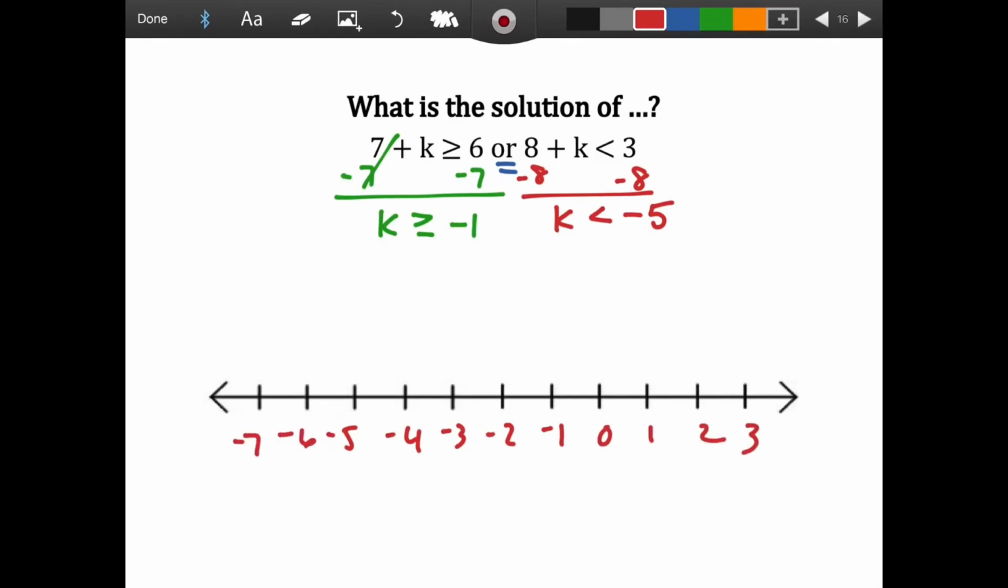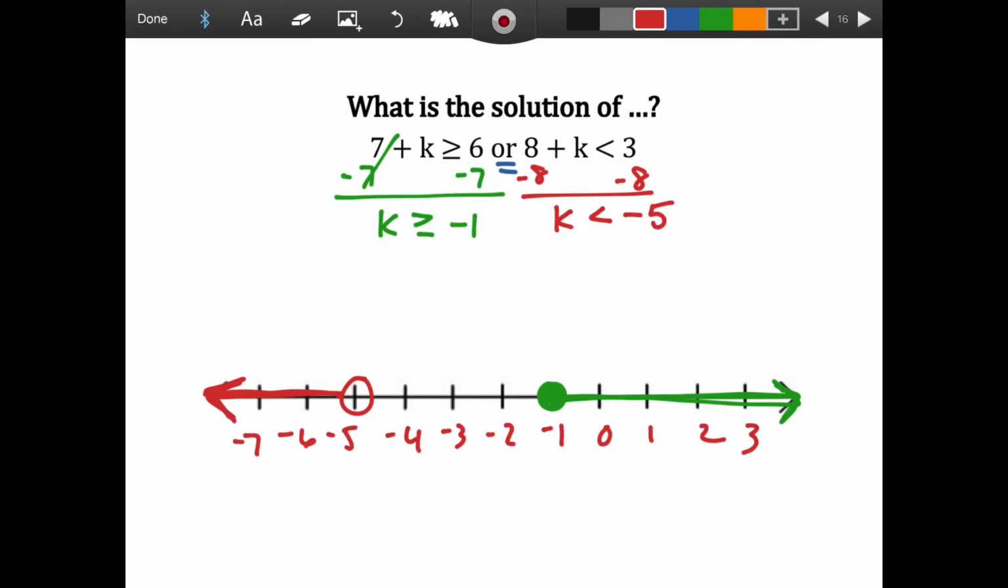Okay, so we have our number line. For k is greater than or equal to -1, that means we have a closed circle at -1, and we're shading all values greater than -1. For k is less than -5, we're going to have an open circle at -5 because that's not included in our solution set, and we're going to be shading everything to the left. So be mindful when you're shading compound inequalities on the same number line, please be mindful of whether you have a closed circle or an open circle. If it's or, your shading should be going in opposite directions, and if it's and, it should be shaded in the same direction.